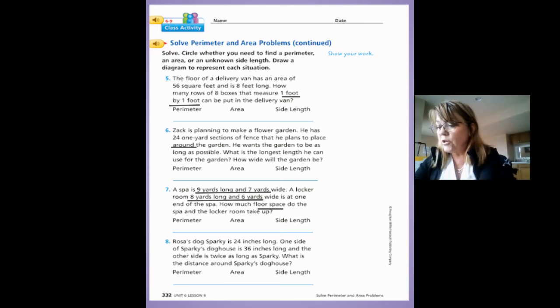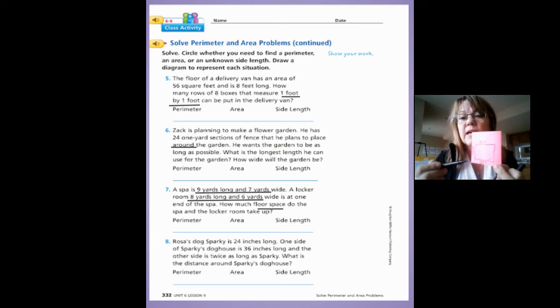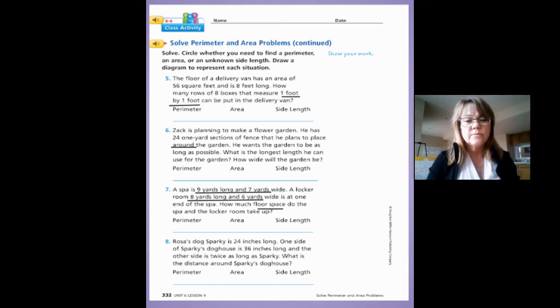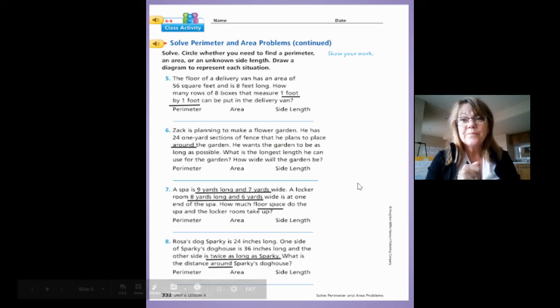And then we want to know what it is, the distance all the way around it. So we need the side length and the perimeter. So we need to know this side length, but then we need to know the perimeter all the way around. All right. There we go. Good luck.